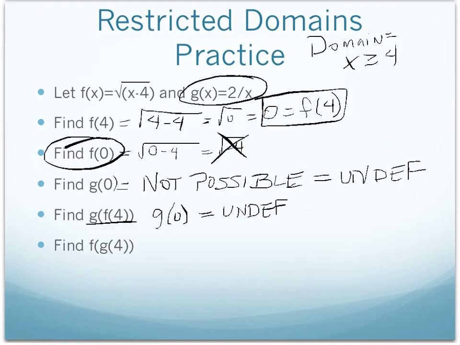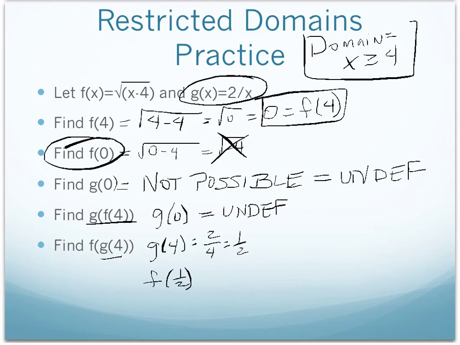Okay? Now we have g of 4 on the inner and f of that on the outer. So f of g of 4. So g of 4 is going to be 2 over 4, which is 1/2. So now f of 1/2, what's that going to be? Well, we said before with our f function it needed to be greater than or equal to 4. So again, we're going to come up with something that's not possible to evaluate.